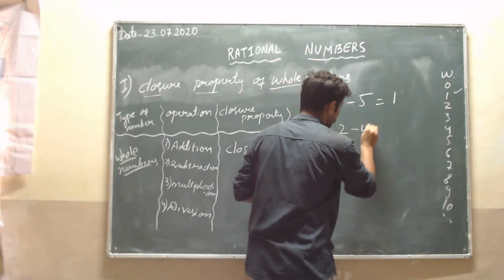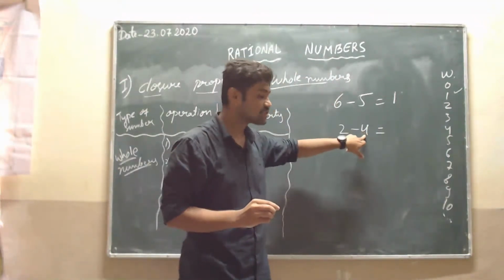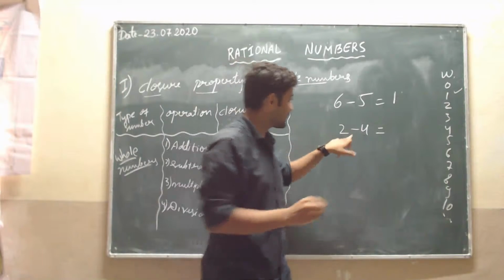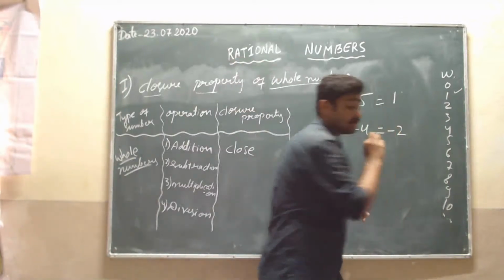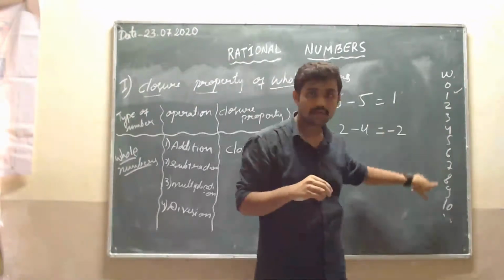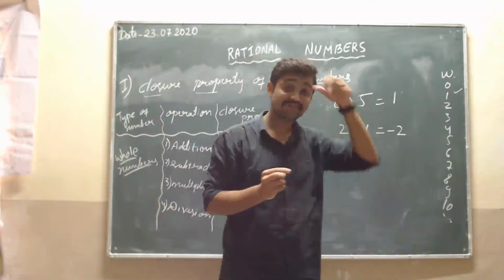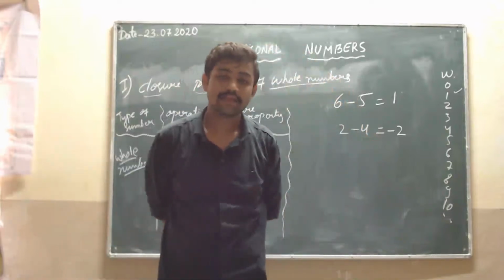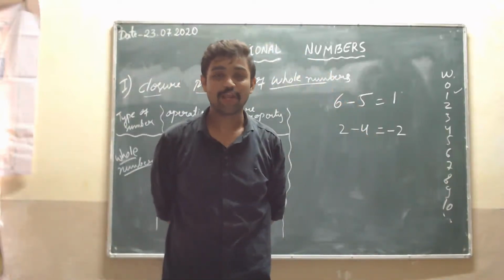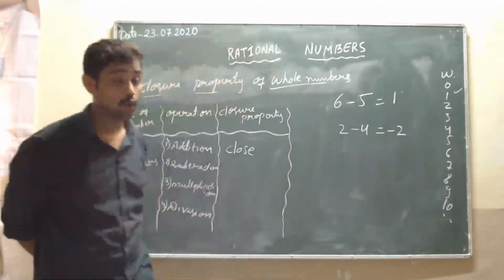2 minus 4 is equal to what? 2 is also a whole number and 4 is also a whole number. Then the answer is minus 2. Whether minus 2 is a whole number? No, sir. Then we can say that it will not close under closure property.